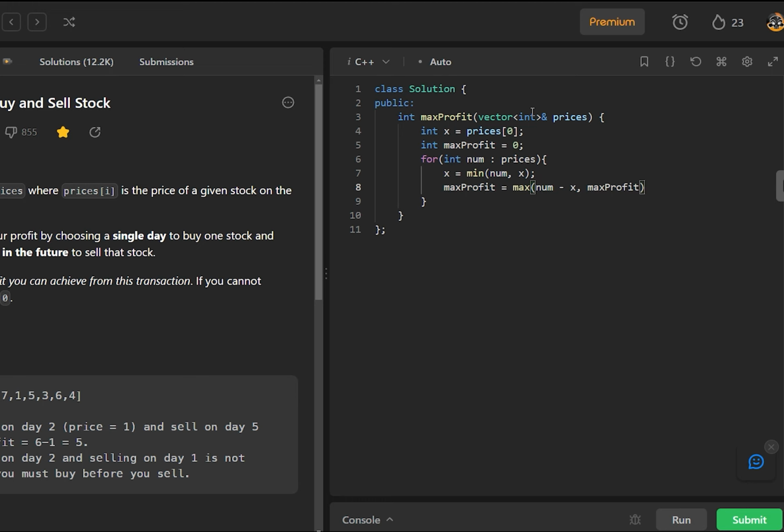So if 4 was our max profit, and if our profit to sell today was 3, it wouldn't update it. But if it was greater than, then it would. And then once we get out of the loop, we know that we have the max profit in there. So we will just return max profit. And now let's submit our solution, see if we're right.